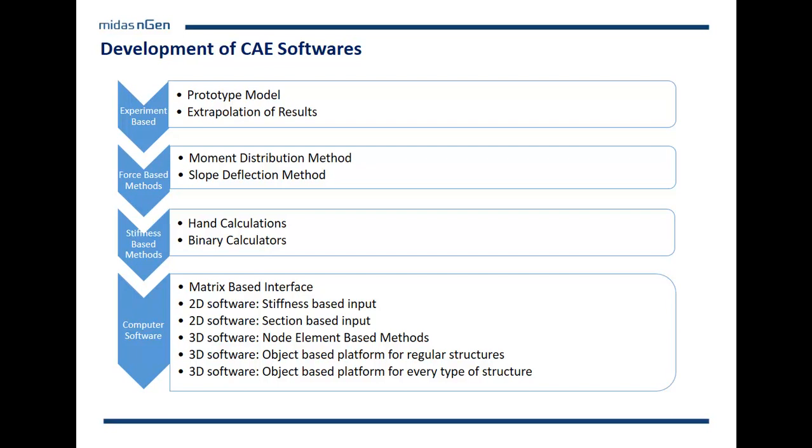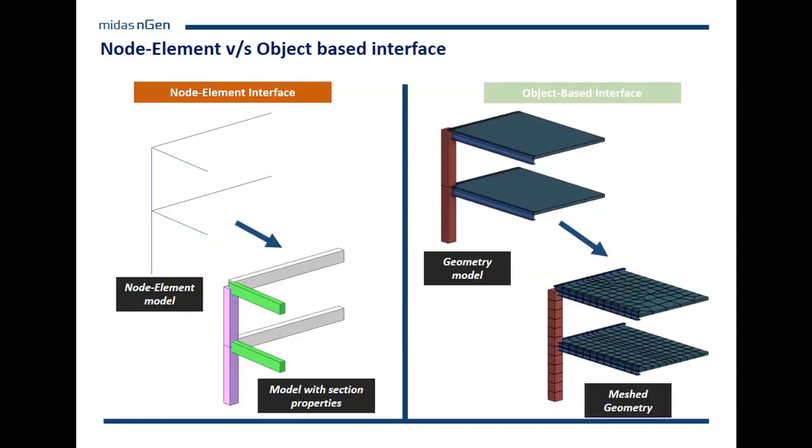So MIDAS nGen provides us an object-based platform for each and every type of structure. So for regular as well as irregular structures, MIDAS nGen provides us an object-based platform and helps us do our job more quickly and more easily.